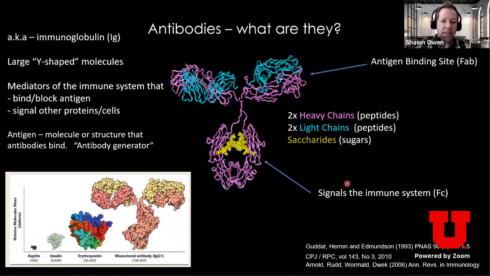And this other part is the portion that signals the immune system. And this is the crystallizable fraction, or the Fc domain. So again, this is the part that binds. This is the part that really helps signal the immune system. But as I mentioned, this is just one structure of one type of antibody.